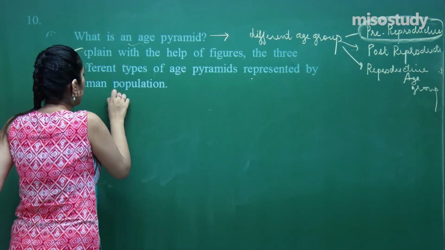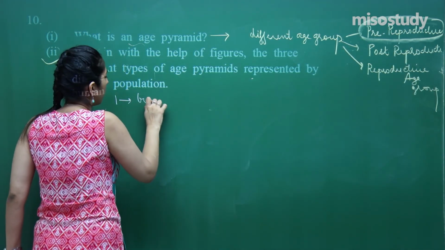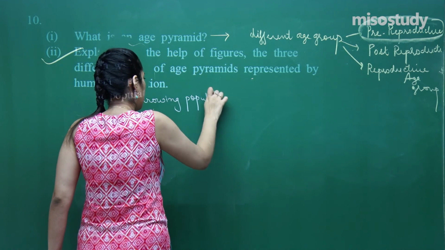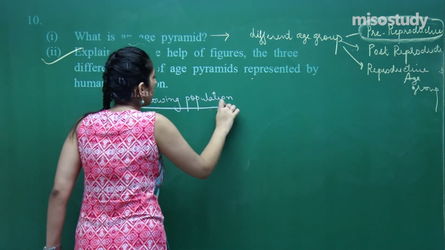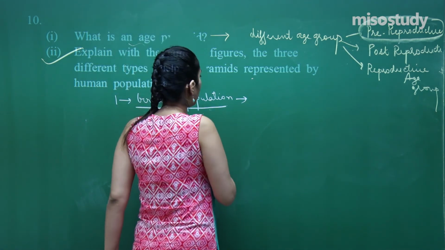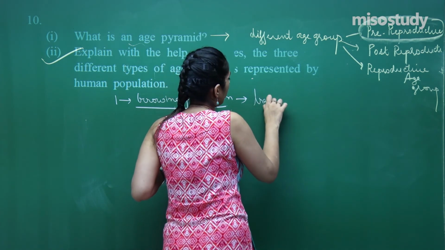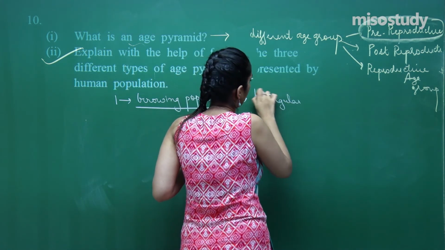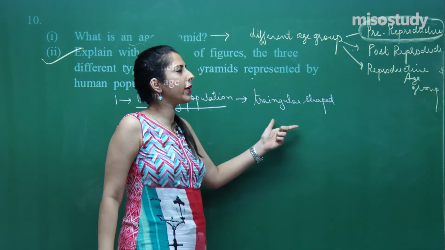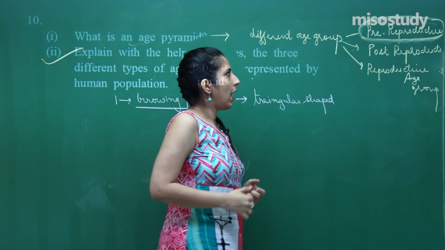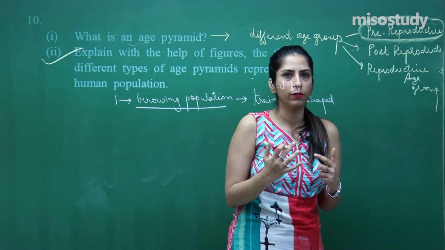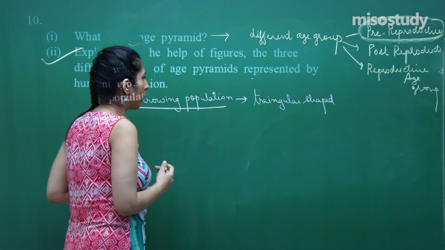In the second part, they have asked about the three different types of age pyramid. There are three different types. First, let's take an example of a growing population. In the growing population, the graph which is obtained, as I have discussed also, now I'm not making that graph, is triangular shaped. In this, the organisms of the pre-reproductive age group are more as compared to the reproductive, and reproductive are more as compared to the post-reproductive, right? So the graph obtained is triangular.